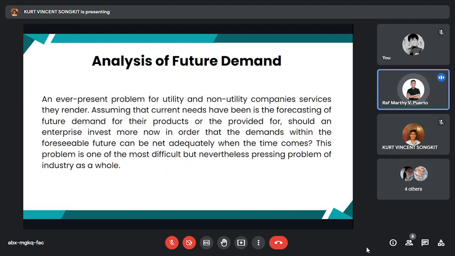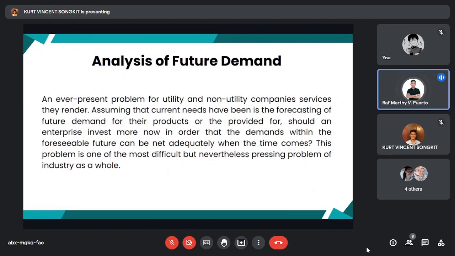And when we say non-utility companies, these are companies that generate. From the word itself, non-utility, it is not for public purpose. However, they sell their products or supply to other companies, or it is distributed to the utility companies. So assuming that current needs have been provided for, there is the forecasting of future demand for their products. Should an enterprise invest more now in order that the demands within the foreseeable future can be met adequately when the time comes?